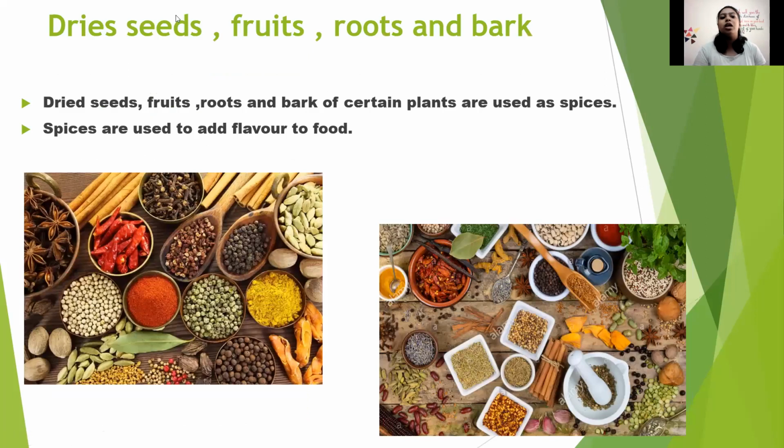Okay, then continuing to dried seeds, fruits, roots, and bark. Dried seeds, fruits, roots, and bark of certain plants are used as spices. Yes, we Indians eat a lot of spices, isn't it, children? So how do we get spices from dried seeds, fruits, roots, and barks of certain plants, and we use them as spices? Spices are used to flavor food. So when you want to add taste or flavor to food, you use spices.